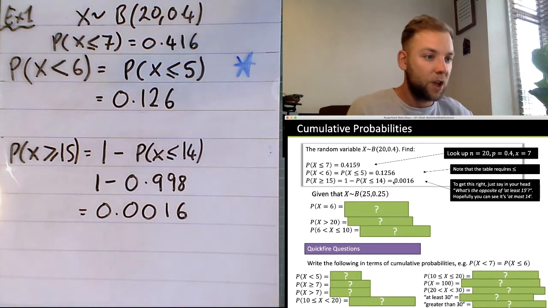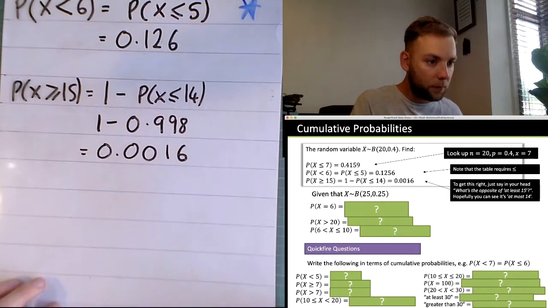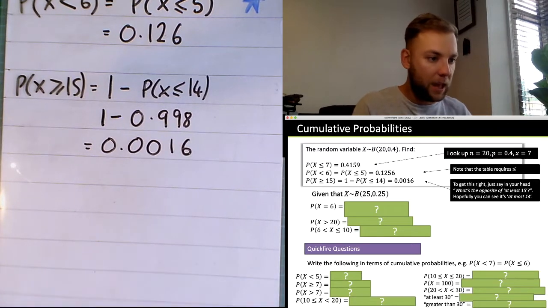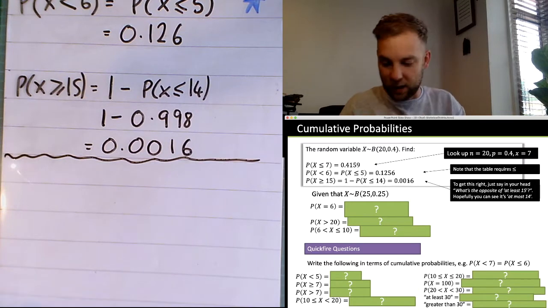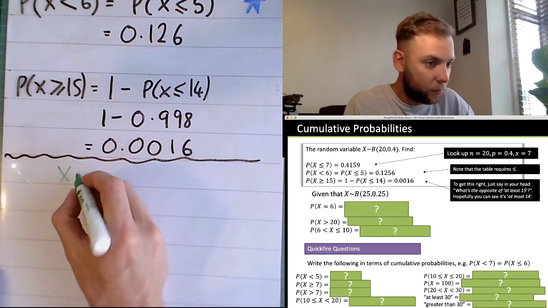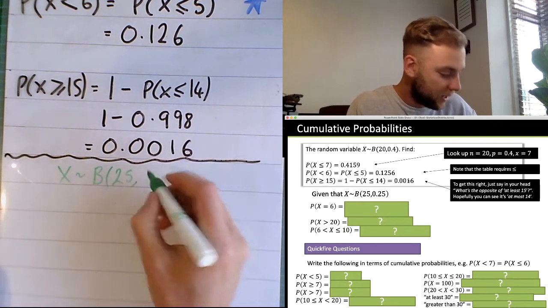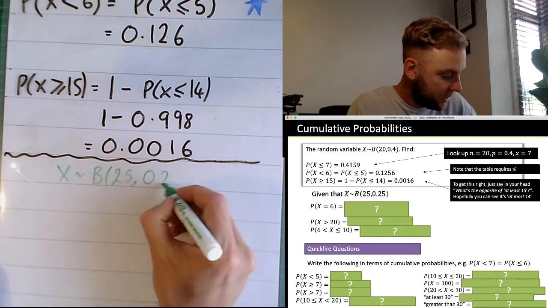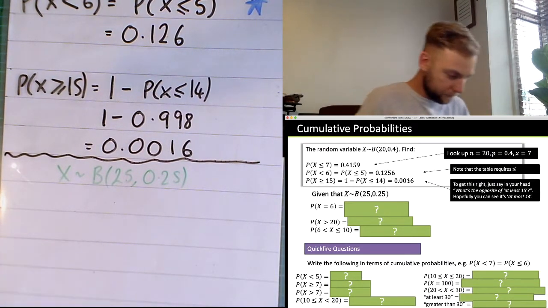Okay, so that's the first 3. Let's have a look at these next 3 here then. So here we've got something a little bit different. I'll do it in a different colour just because the variables are different. So here our random variable follows a binomial distribution with a sample size of 25 and a probability of 0.25. Brilliant.